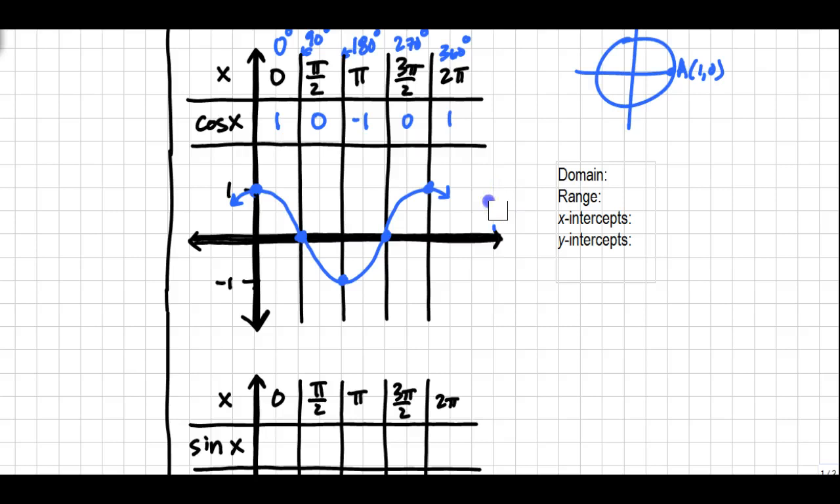So when you're trying to recognize cosine or sine, you should know that the cosine wave starts up at 1, goes down, and then dips back up. So the basic shape of the cosine wave is the U shape. For the domain and the range and the intercepts, let's go through those.